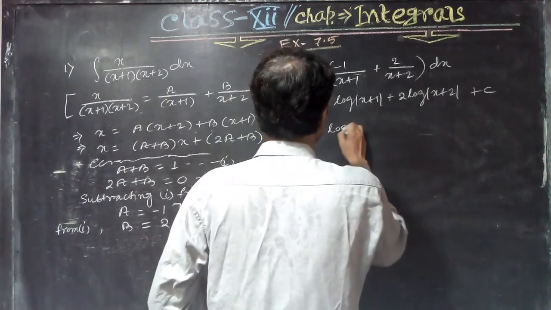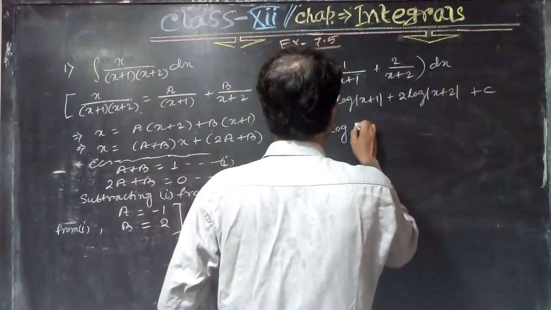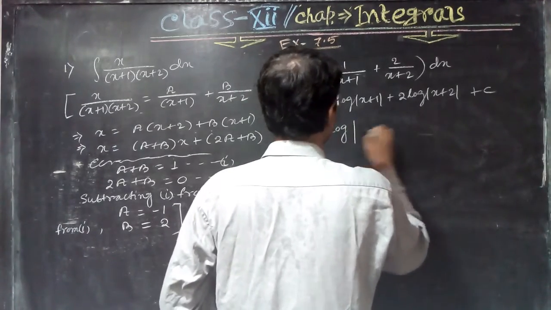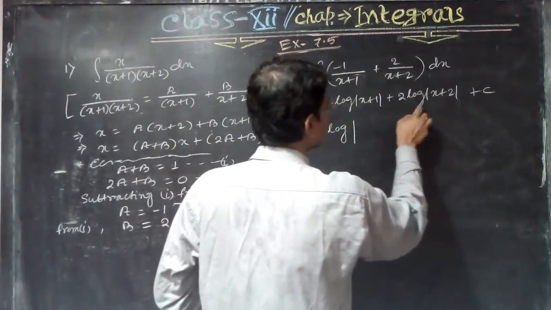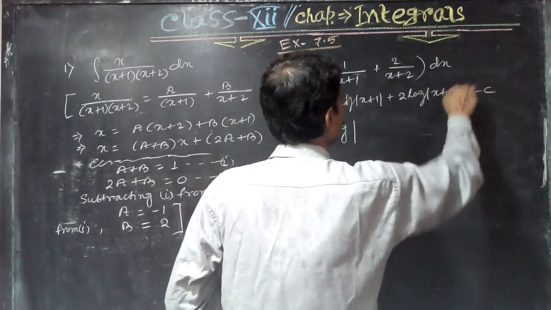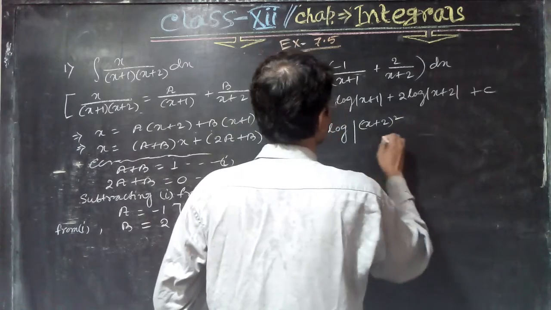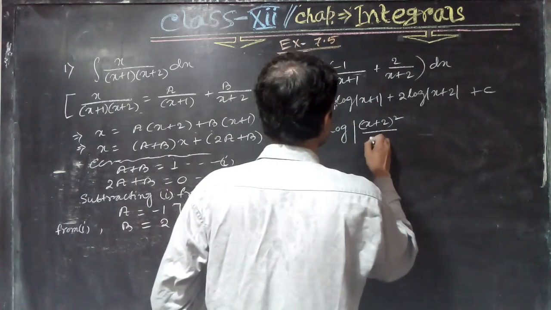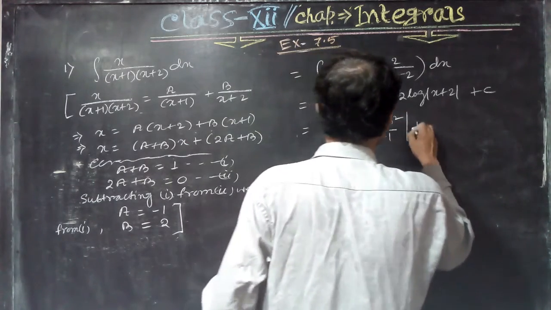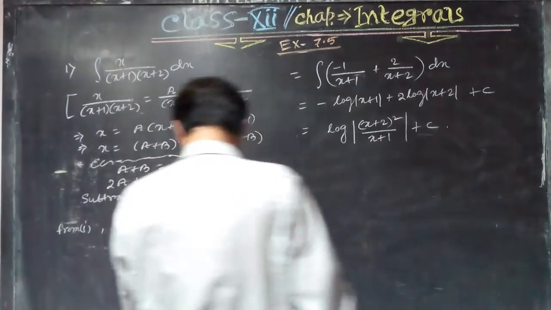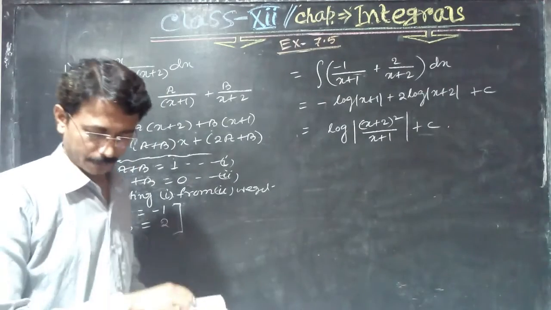So log mod, we can rewrite this in this way: log x plus 2 whole square. So log x plus 2 whole square, minus means divided by x plus 1, plus c. x plus 2 whole square by x plus 1, plus c. Understood?